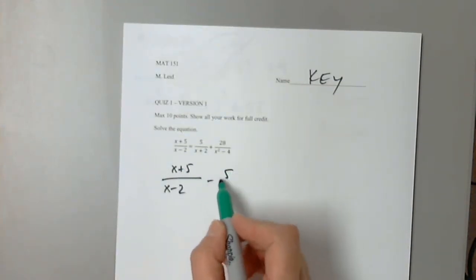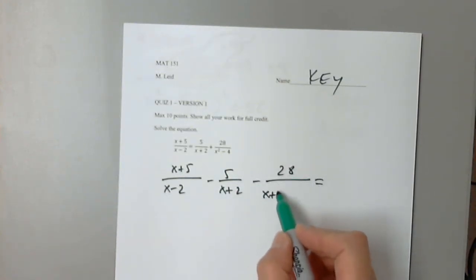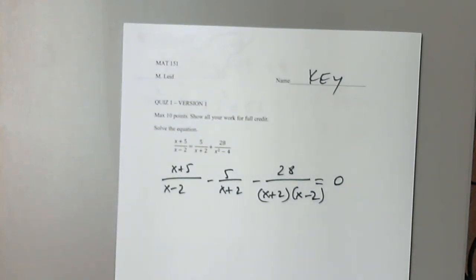x minus 2, minus 5 over x plus 2, minus 28 over (x plus 2)(x minus 2), equals 0. There were 2 different ones. Yes, like on one paper. No, each student had one problem, but different problems. Okay. Any questions so far? This is the first line, right? First line after the problem itself.